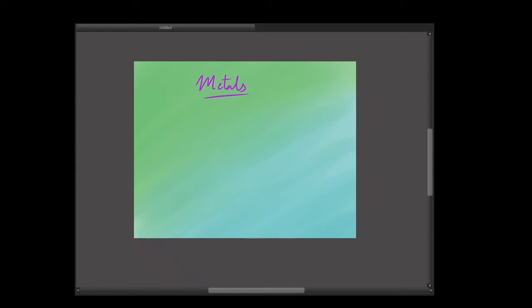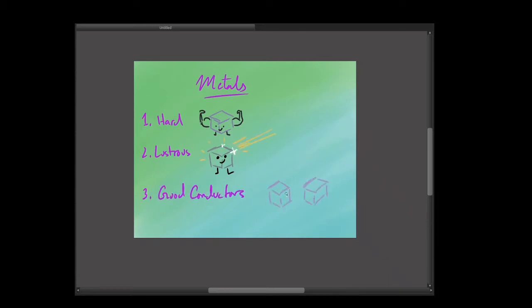First, we'll be looking into the definition and properties of metals. Metals are materials that typically have the following properties. They are hard, with the exception of sodium and potassium. They are lustrous, which means they are shiny in appearance. They are good conductors of heat and electricity, meaning heat and electricity readily pass through such materials.